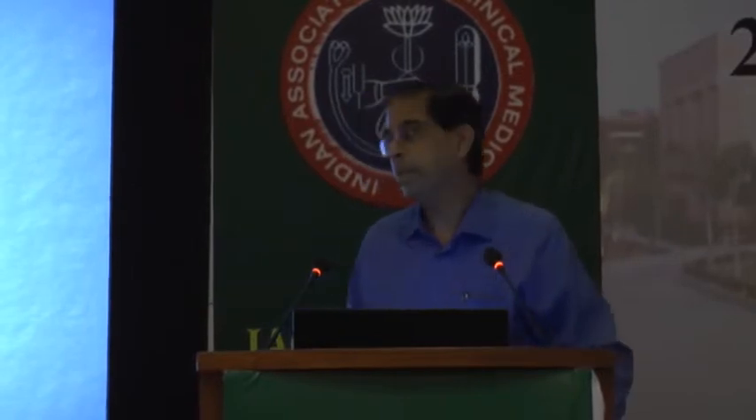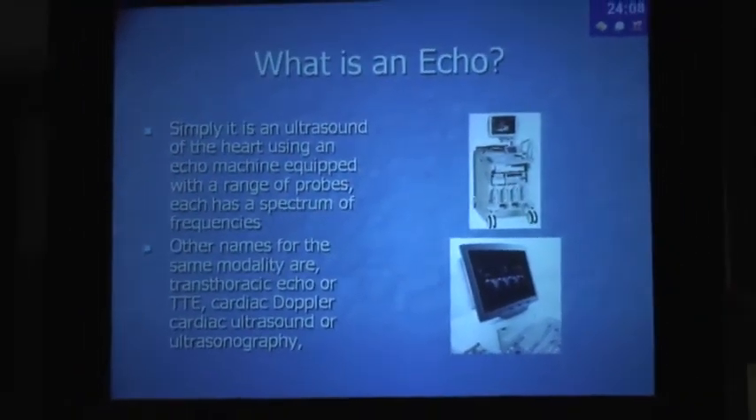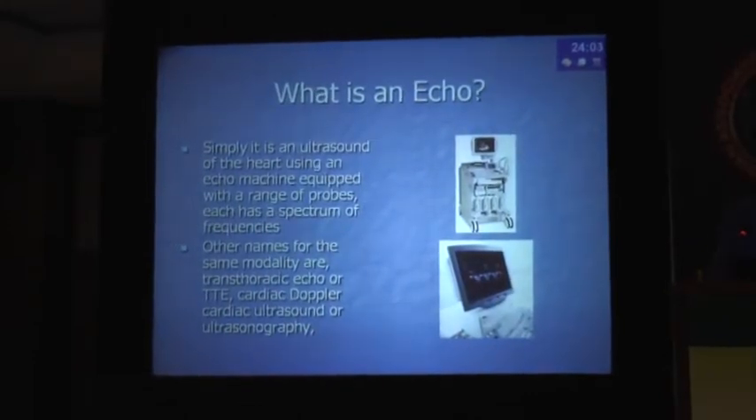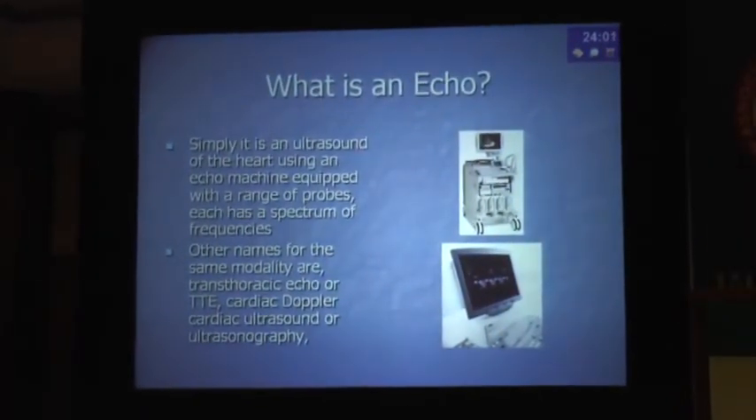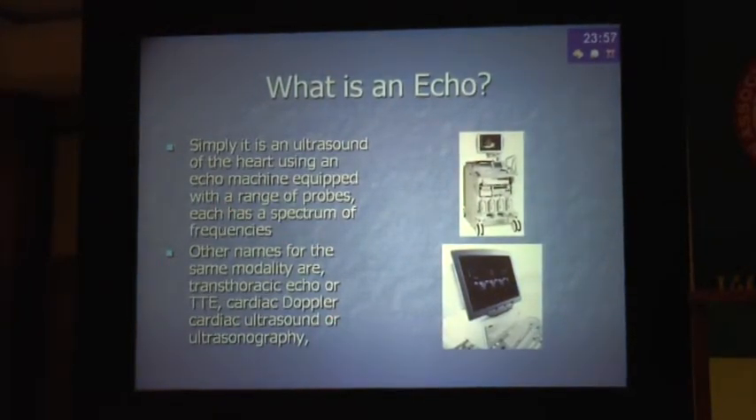So what is echo? It's an ultrasound of the heart using an echo machine, which is slightly more advanced, equipped with a range of probes. Range of probes can include adult probes, pediatric probes, and vascular probes. Vasculars, especially for our carotid system. And basically, we are dealing with transthoracic echo here.